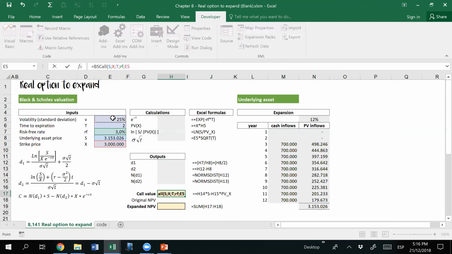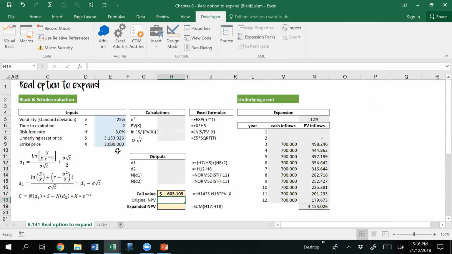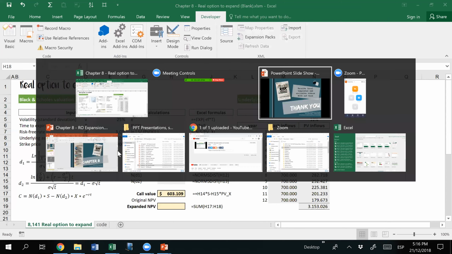Okay. And yes, I think we got the same result. So in case you are interested in that code, just go to the book and copy and paste it, or watch the other video in order to program the Black-Scholes, all the Greeks, the put-call parity, etc.